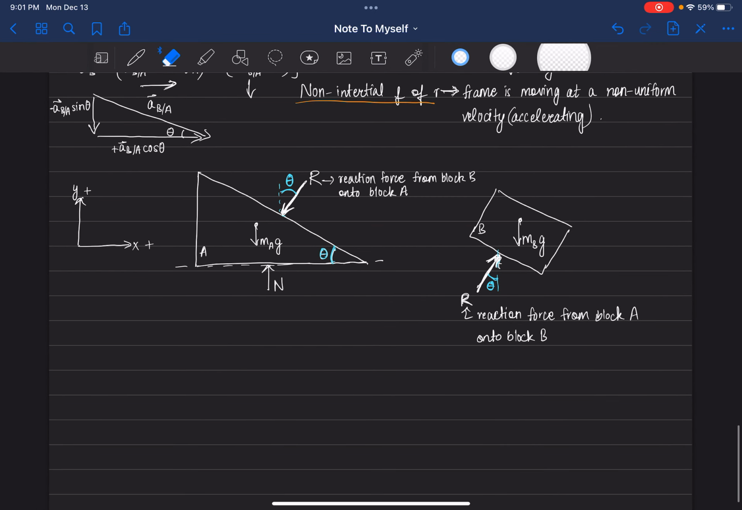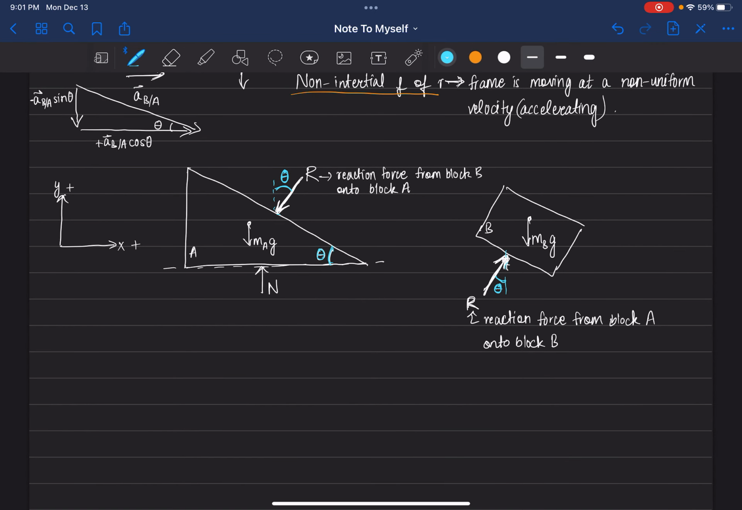Now, after we have this, we basically write the summation of forces in Fx. So how about we do this? This is for block B. For block A, the summation of Fx gives me negative R sine theta equals negative m_A a_A, right?